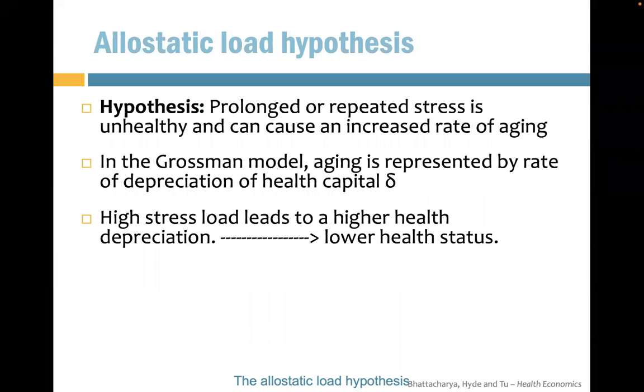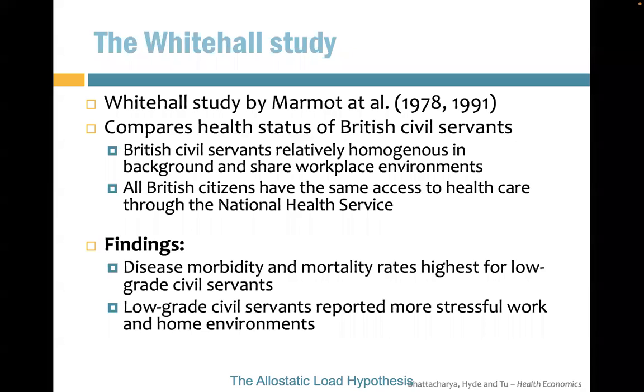The next one, allostatic load hypothesis. So this hypothesis says that prolonged or repeated stress is unhealthy and can cause an increased rate of aging. In Grossman model, aging is represented by the rate of depreciation in health capital. So if someone experiences stressful days all the time, then this person may just get old faster. Okay, so this is allostatic load hypothesis.